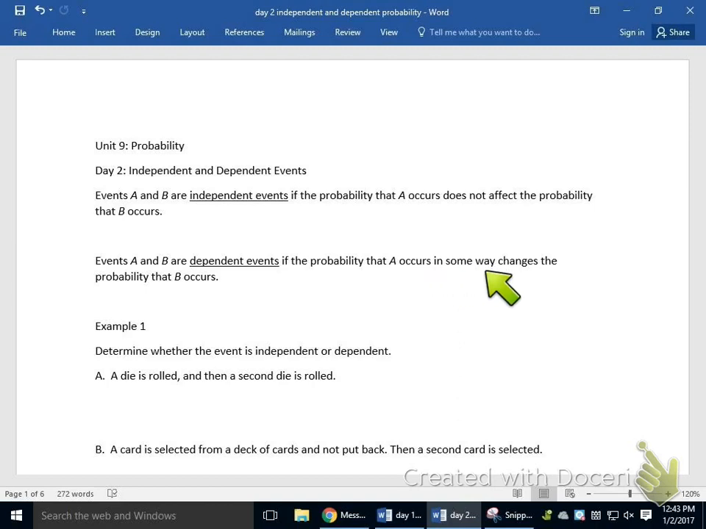Okay, so right here on the first example, a die is rolled and then a second die is rolled. So whatever happens with this first die, that's not going to impact the probabilities on the second die. They're not tied together in any way. So you're actually going to have this be independent right here.